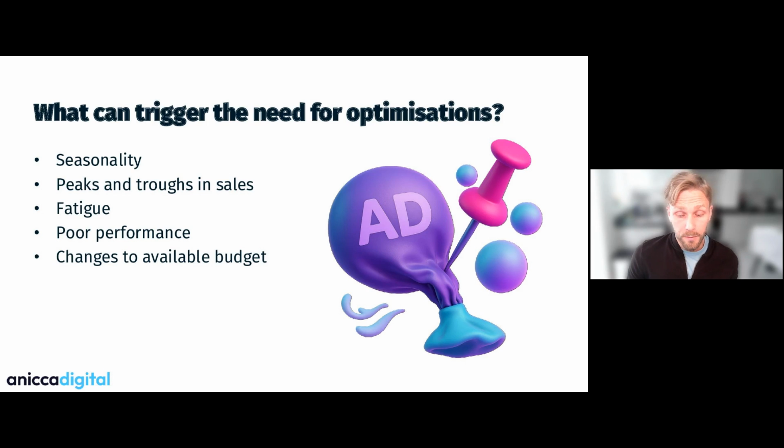Could be changes to available budget. Again, you start to optimize your ads. Say, for example, a client came to you and you have £1,000 per month to use to start off with, but then they've seen a positive outcome, so they say, okay, we want to spend 2,000. Then you have to make those optimizations and changes to your campaigns to adapt to the new budgets.